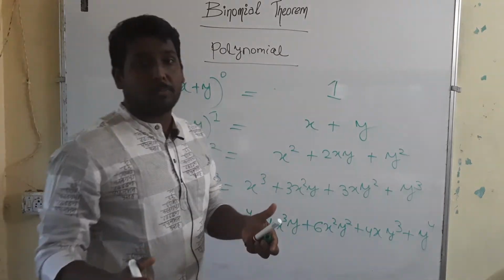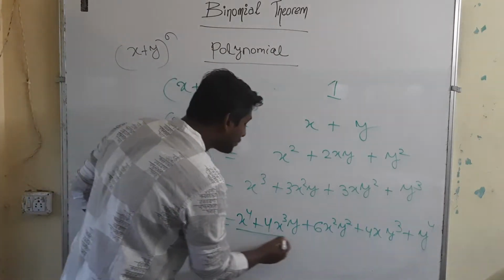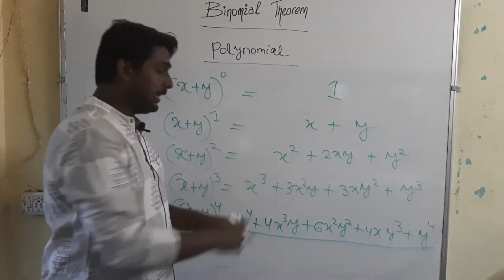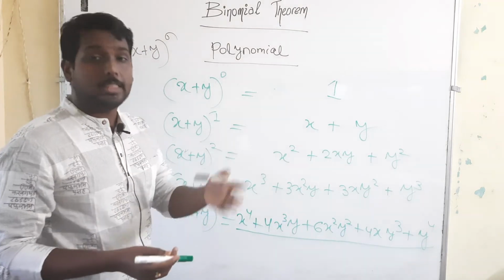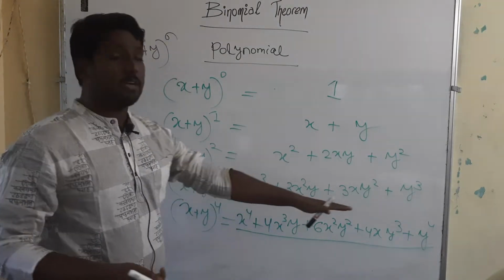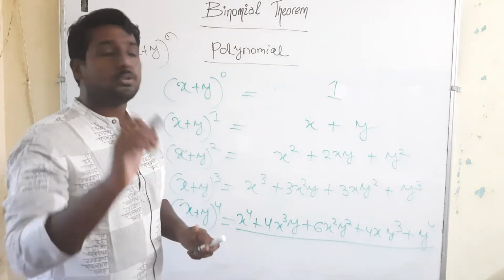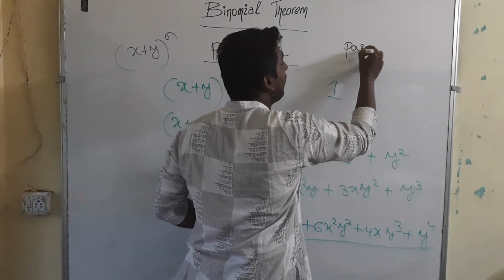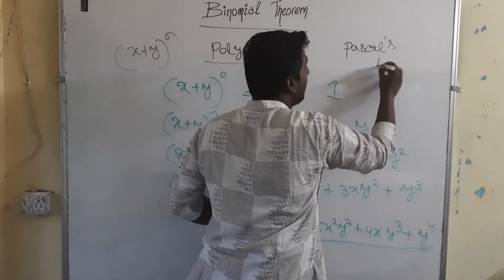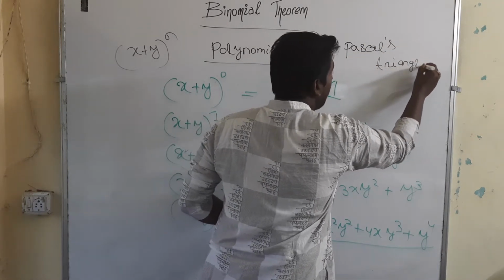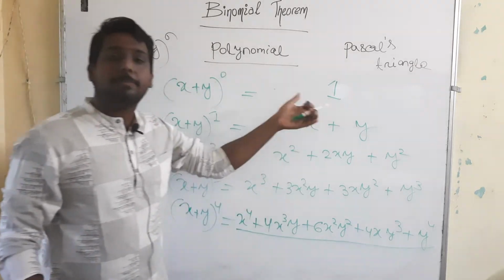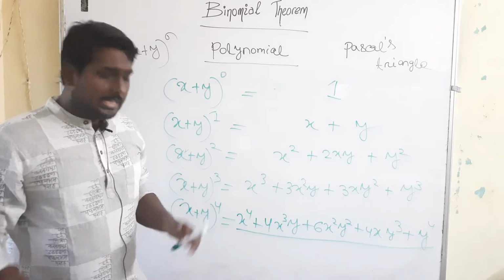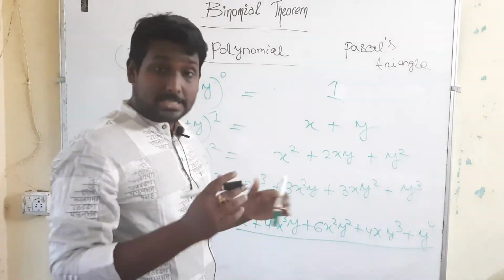You may be amazed at how I could write this formula so simply and so easily. The way in which I have written this formula is through the help of a particular triangular arrangement called Pascal's triangle. Through the help of this Pascal's triangle, I got to know about this formula. Let's know about that Pascal's triangle.